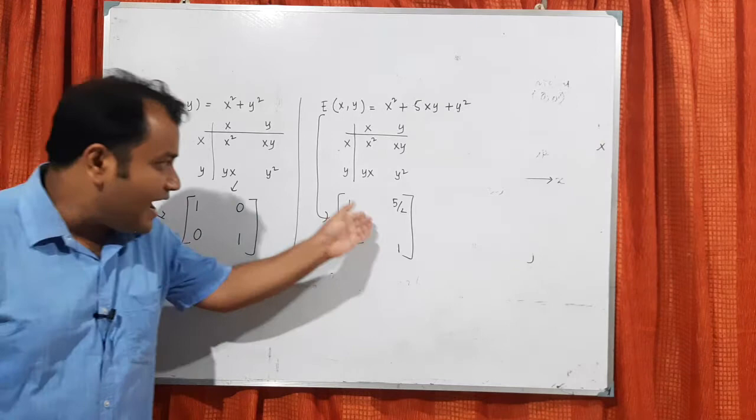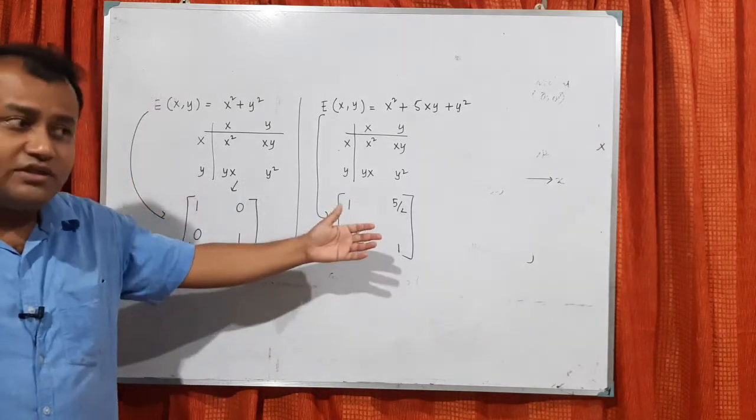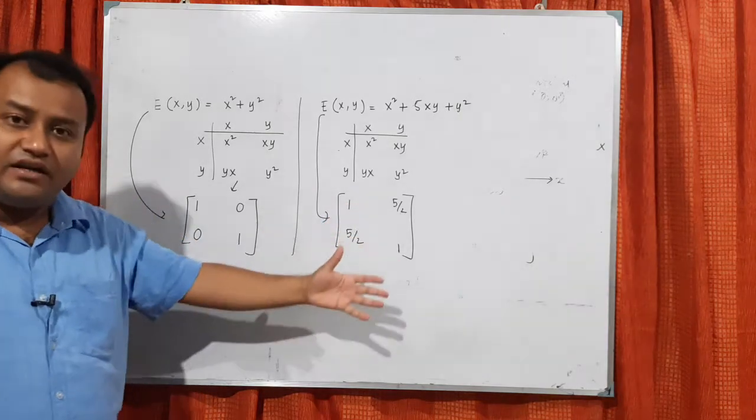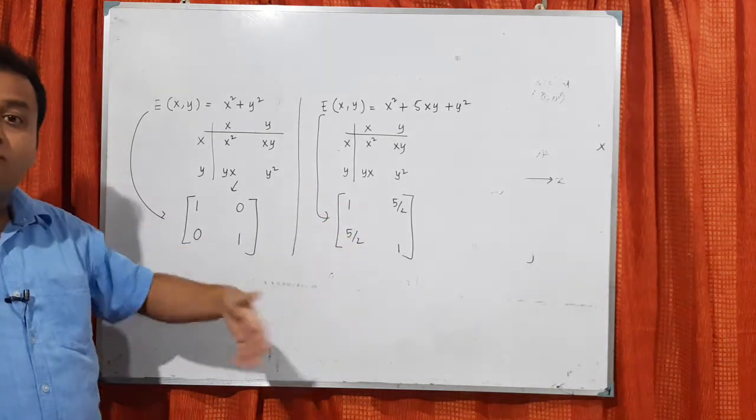Now you can calculate the eigenvalues, and if all eigenvalues are positive, then it will be positive definite. If an eigenvalue may be 0, then it will be semi-definite.